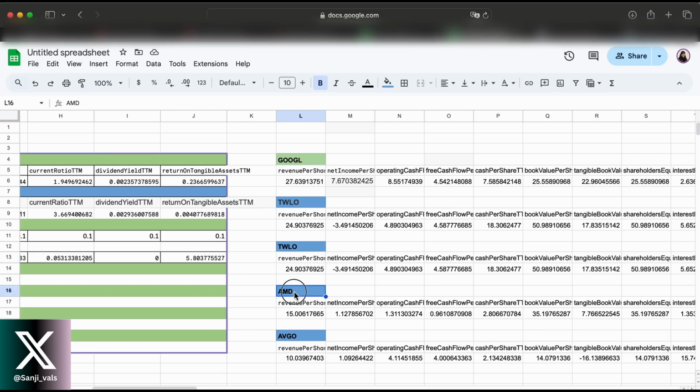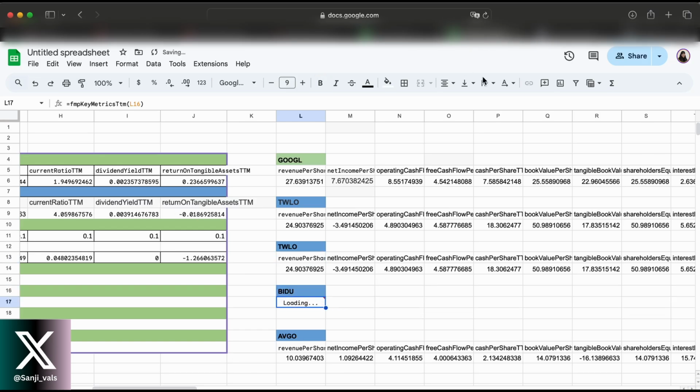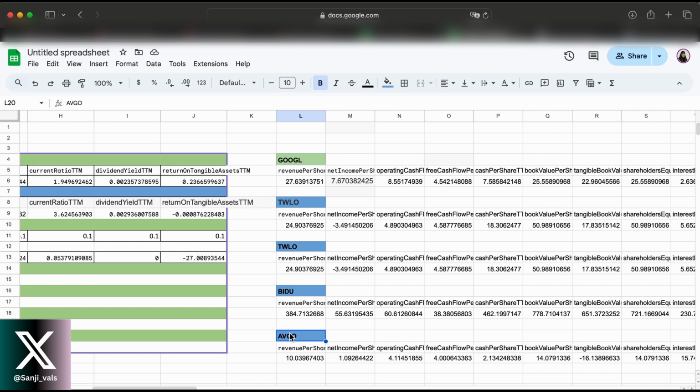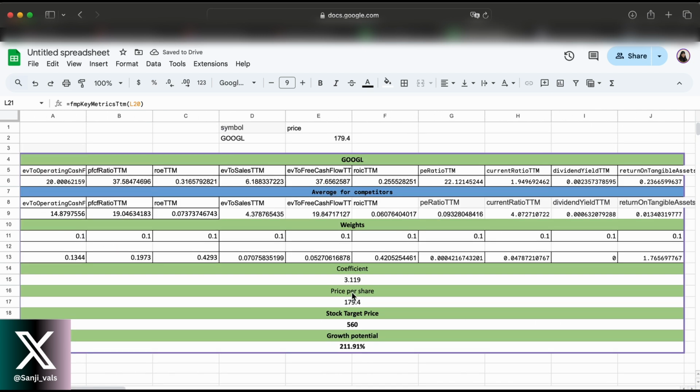And let me finish with the closest competitors. And yeah, of course, let's take Meta. And here you go, we have financial ratios, and this is basically the average of all the ratios that it's extracting. Then we are assigning the weights.